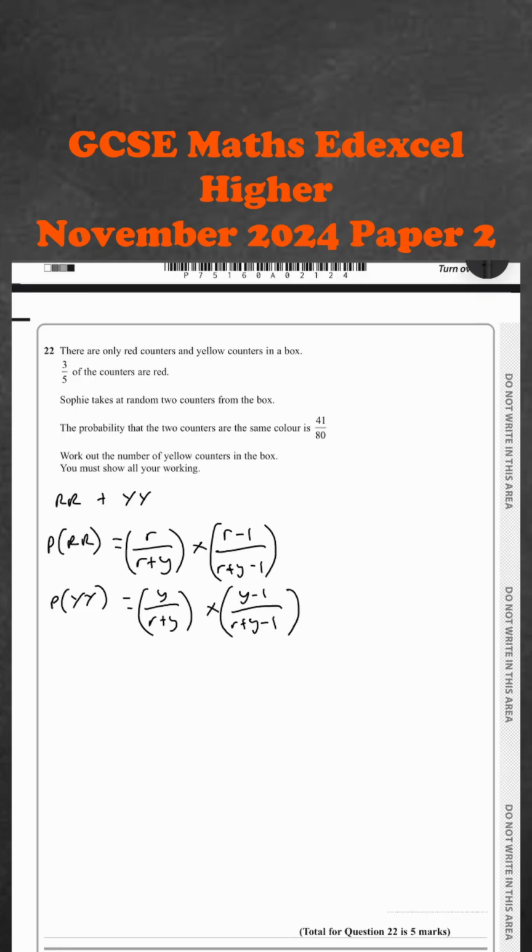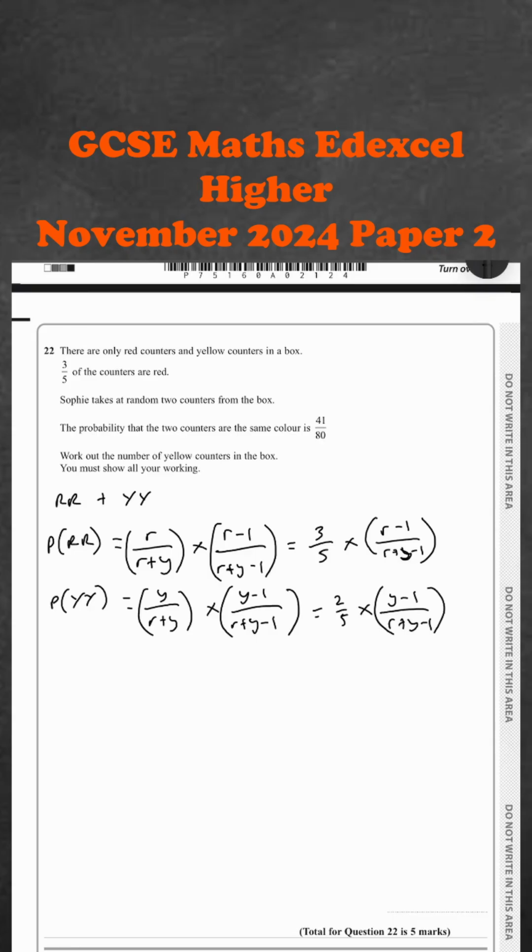So we already know that 3/5 of the counters at the start are red. So we can say the probability that you're going to pick a red counter at the start is 3/5. So we can say this is the same as 3/5 times (r minus 1) over (r plus y minus 1). Similarly, to pick a yellow counter, it's going to be 2/5 times (y minus 1) over (r plus y minus 1).